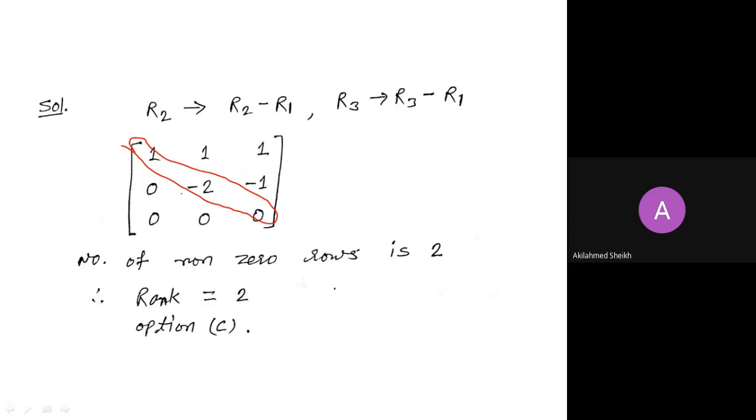Our target is to make it in terms of upper triangular form, where below the diagonal all elements are 0. Now in this case the number of non-zero rows is 2. The first row is non-zero, the second row is non-zero, meaning all elements are not 0. So we can say that the rank of the given matrix is 2. So option C is correct.